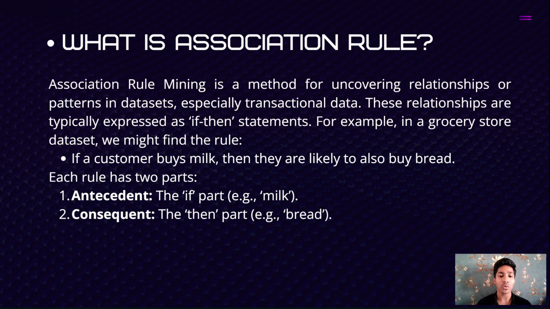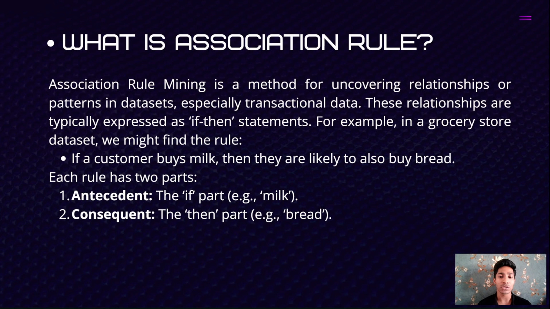Association rule mining is a method for uncovering relationships or patterns in datasets, especially transactional data. These relationships are typically expressed as if-then statements. For example, in a grocery store dataset, we might find a rule such as: if a customer buys milk, then they are likely to also buy bread.